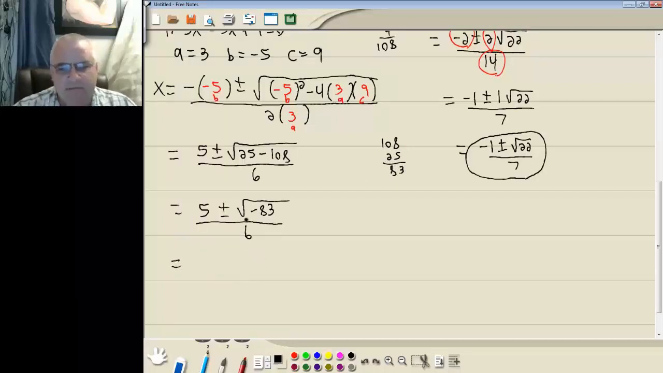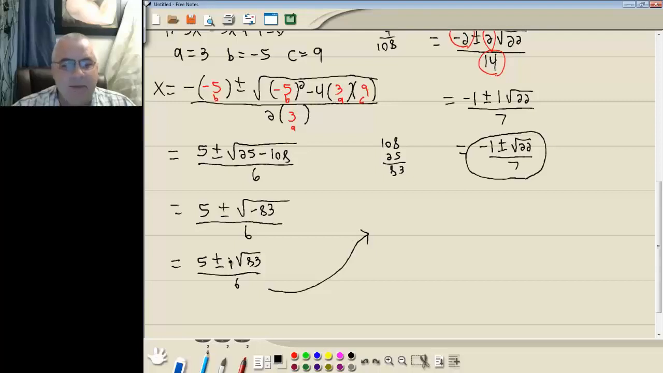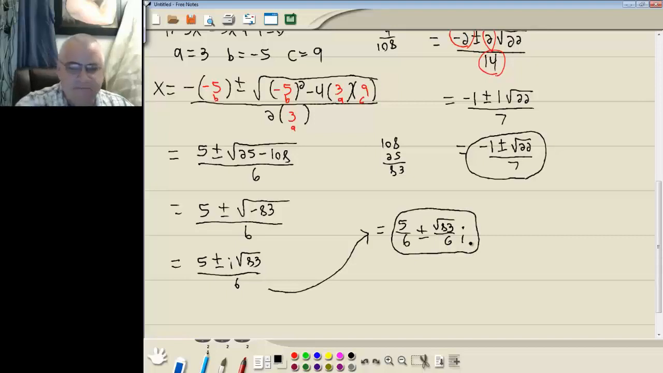Now remember, if you have a negative inside of your square root, that's going to come out as an i. So this becomes 5 plus or minus i square root of 83. And I don't think 83 breaks down any. Looks prime anyway. Now whenever you have an i appear in your problem, this is where you want to split it apart. You want your real part separate from your imaginary part. So put the 5 over 6 plus or minus square root of 83 over 6 with an i to the side. And that would be our answer. And that's our quadratic formula.